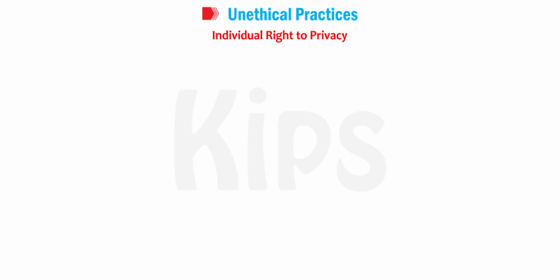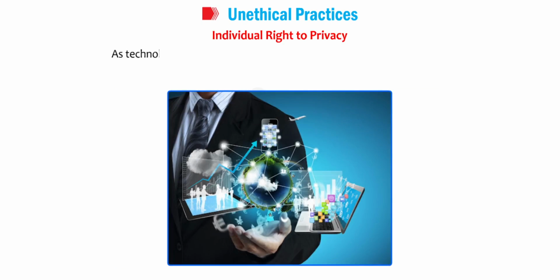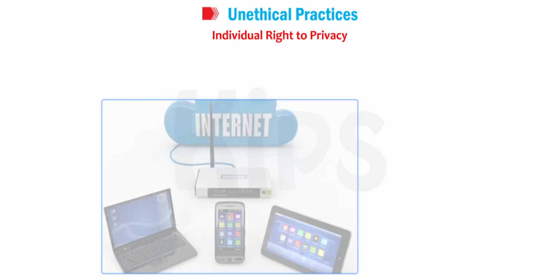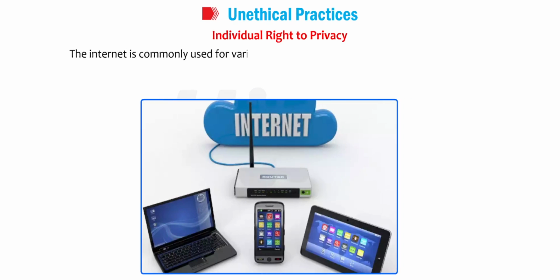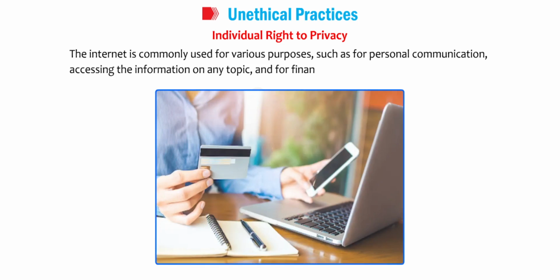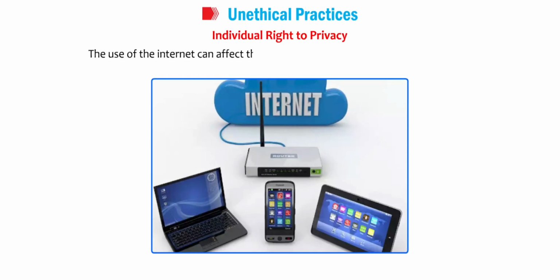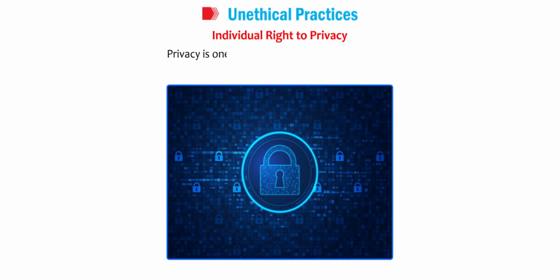Individual right to privacy. In this digital era, there has been a significant increase in the use of technology. As technology is progressing, the privacy parameters are diminishing. The Internet is commonly used for various purposes such as for personal communication, accessing information on any topic, and for financial transactions, etc. The use of the Internet can affect the privacy rights and personal data of a person.